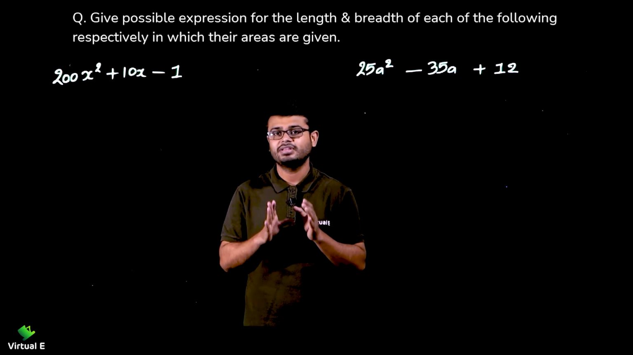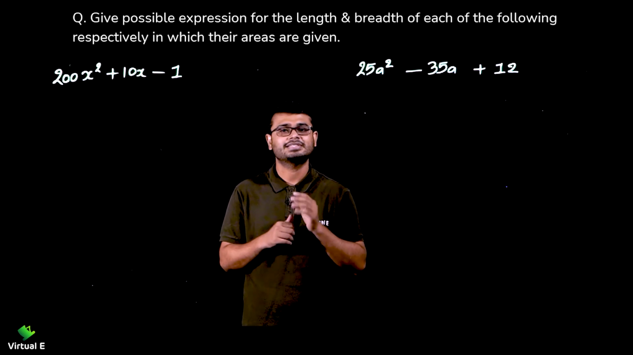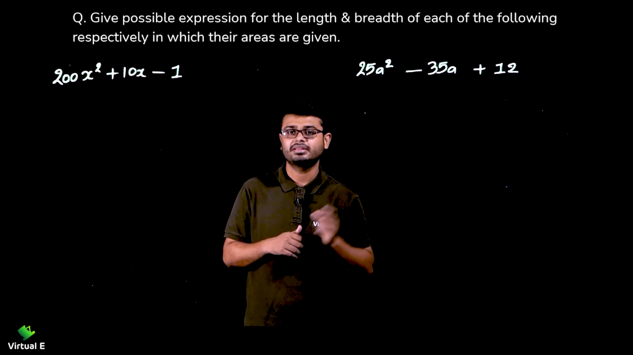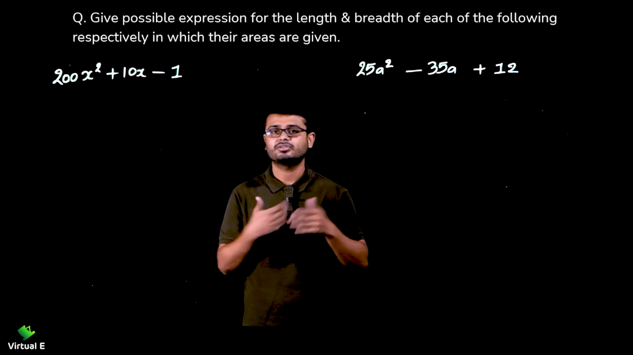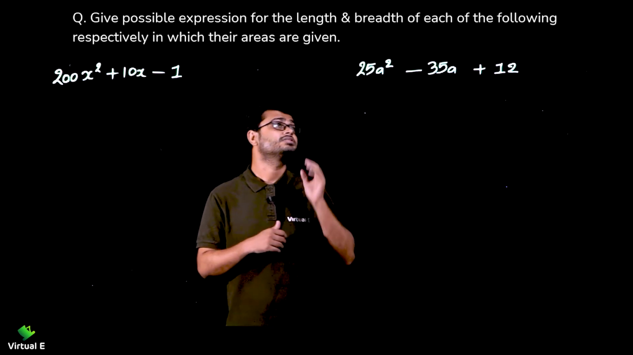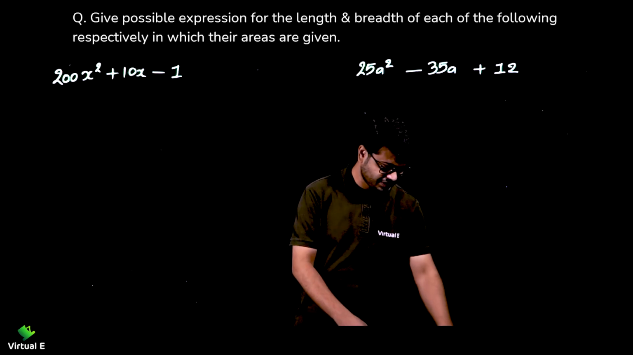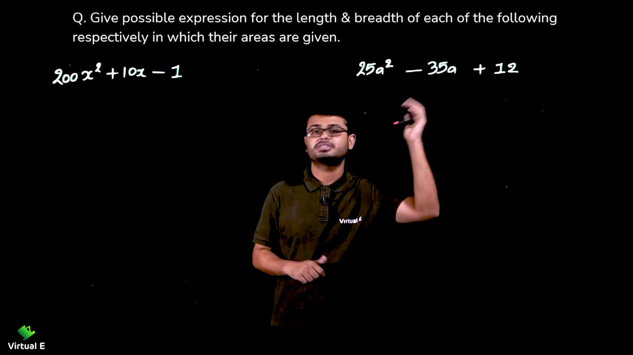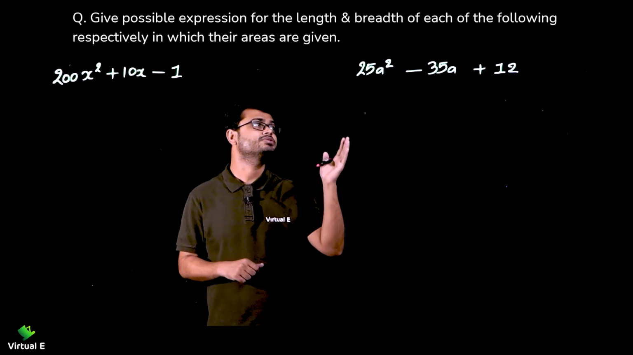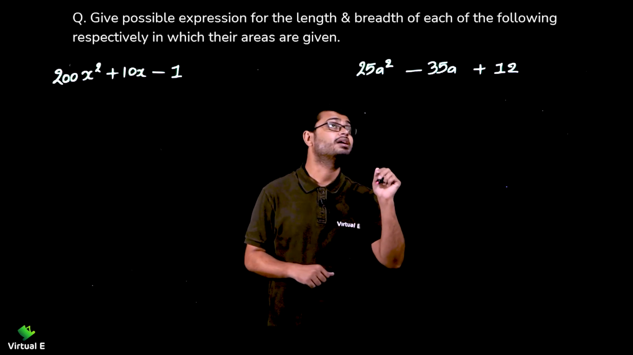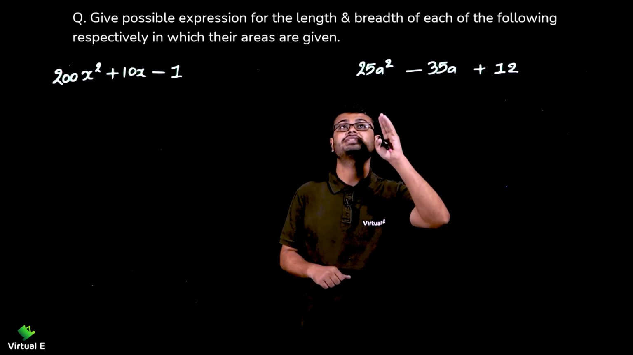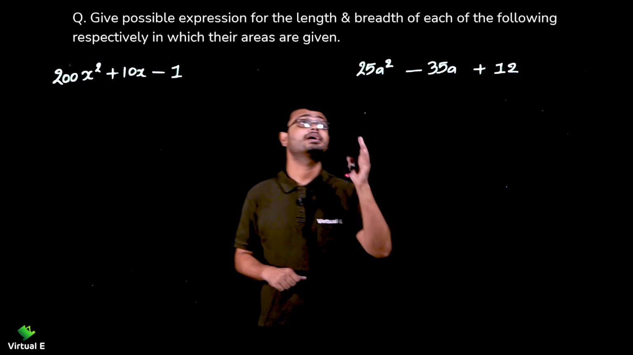So we know the area of the rectangle is length times breadth. If we factorize this one, we are going to get length and breadth. One could be length, another could be the breadth, right? So let's start with the factorization. There are three terms and this is a quadratic polynomial, so we can use middle term splitting. Let's start with that. Here we have 25 as the coefficient of a square, right?